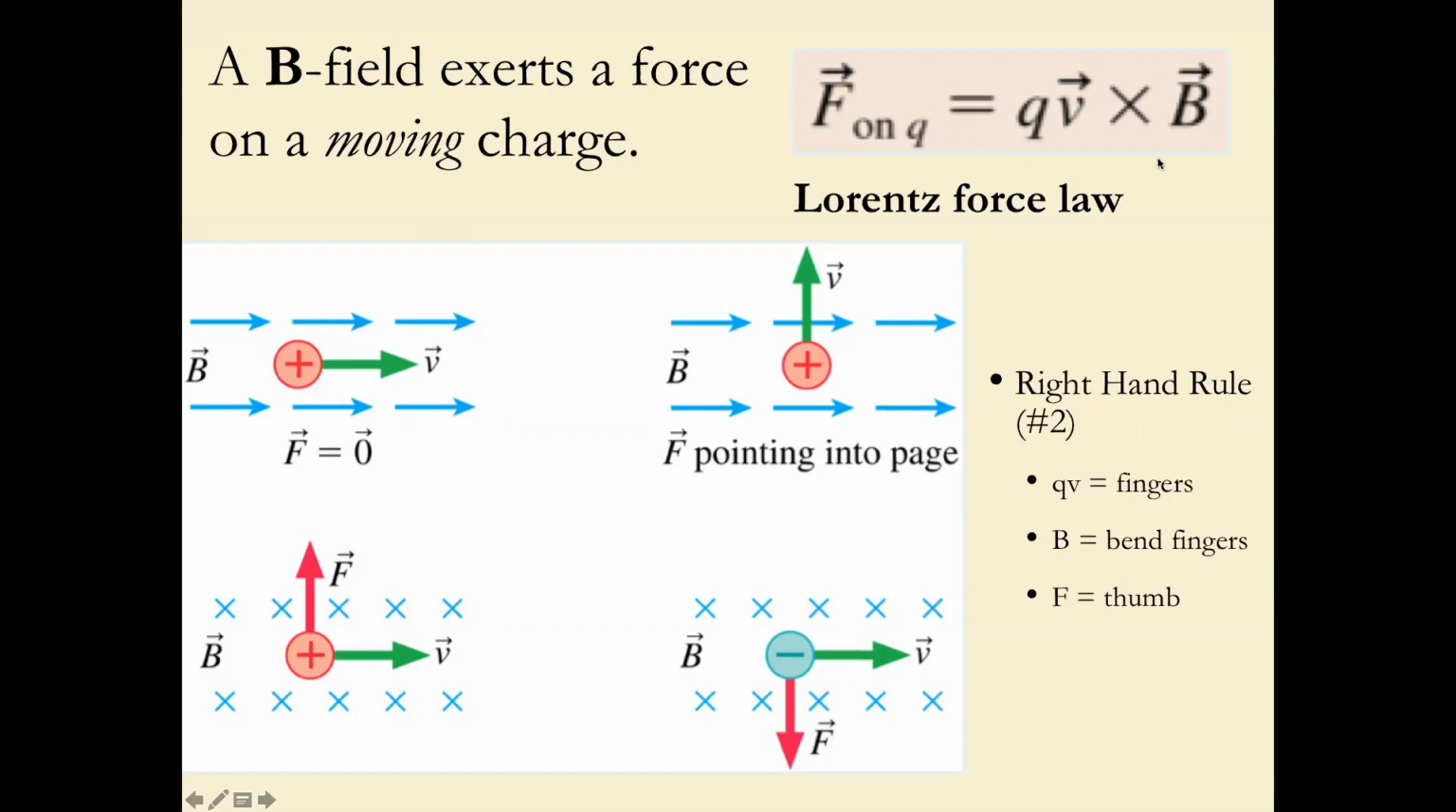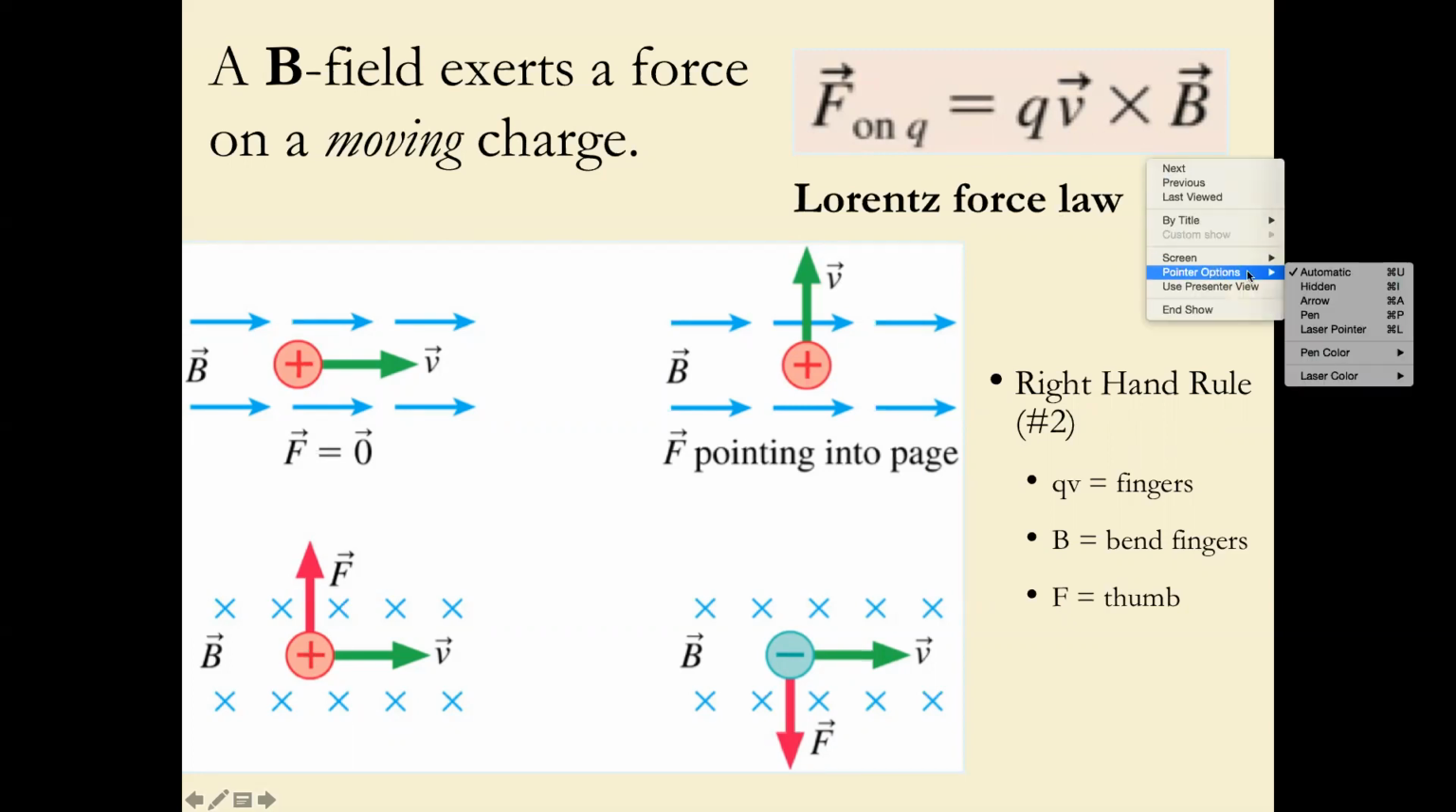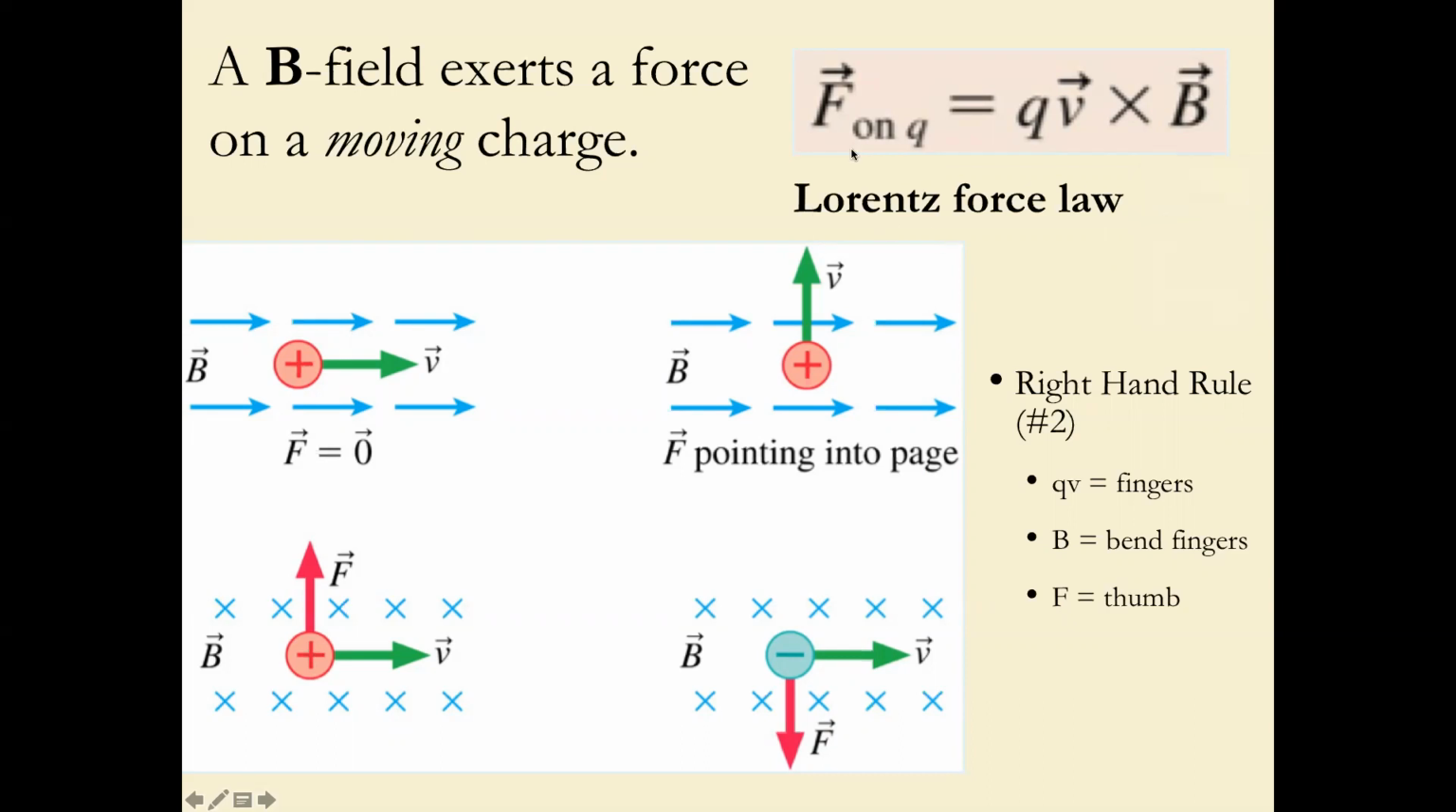product B. V is a vector, B is a vector. And finally, since this is a cross product, F on the moving charge will also be a vector. So this F vector will be perpendicular to V, and the F vector will be perpendicular to the magnetic field.